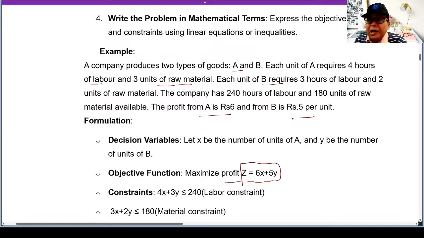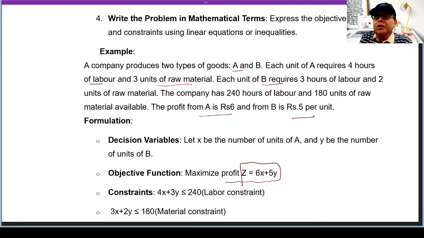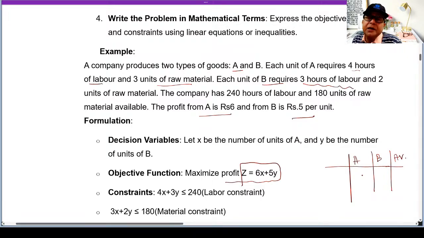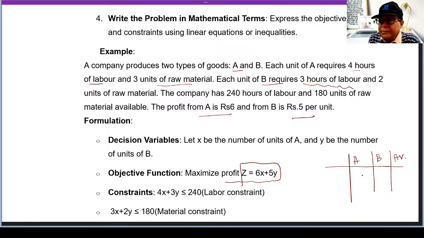Now see, each unit of A requires 4 hours of labor, 3 units of raw material, and B, 3 hours of labor. Just note down this part. Here, 4 hours of labor. It is better if you write in the form of a table. Just write in the form of a table. Two products are there, A and B. And this thing, I am writing availability. How much labor hours and how much raw material are available. This I am writing as availability, AV.